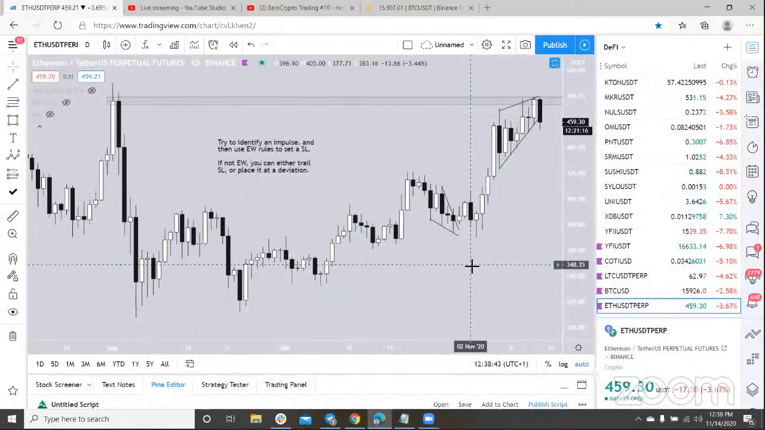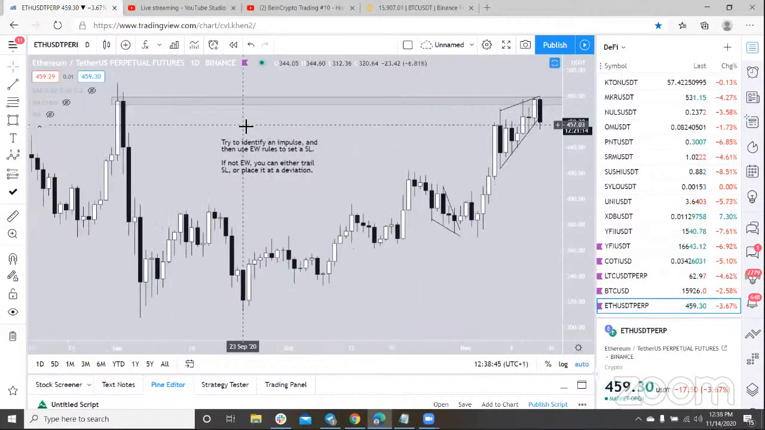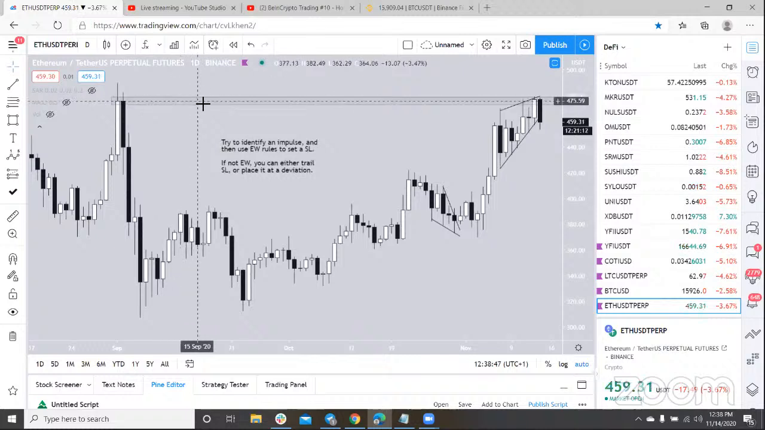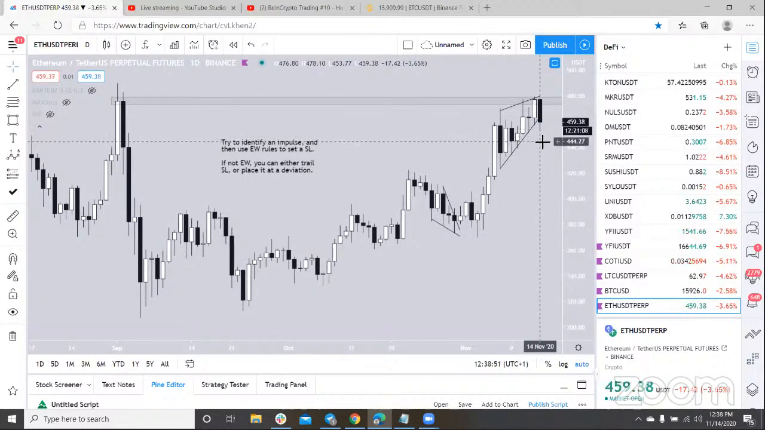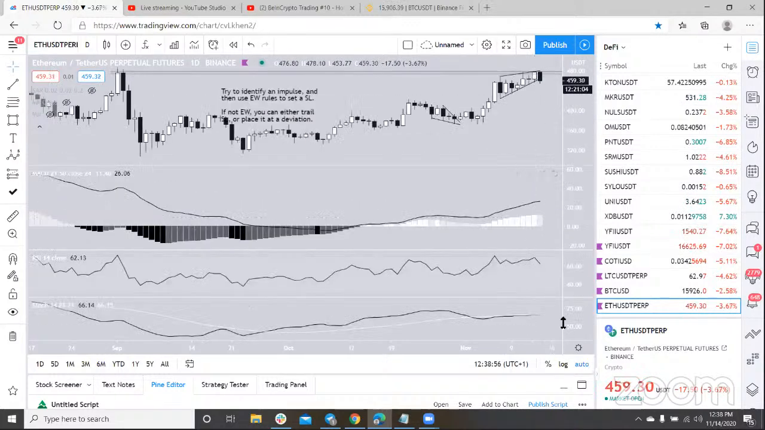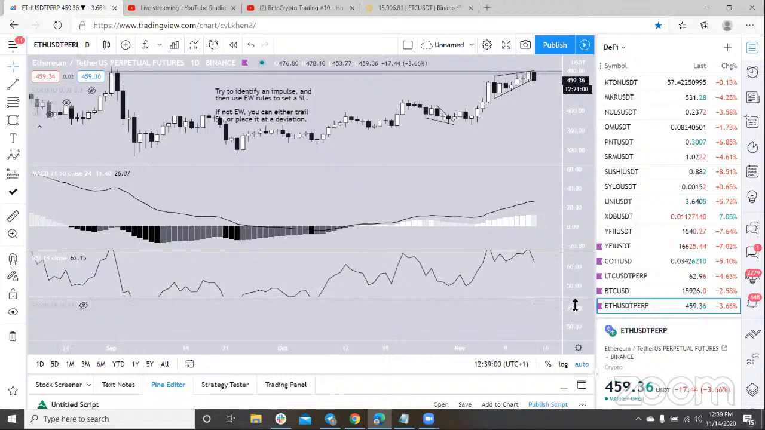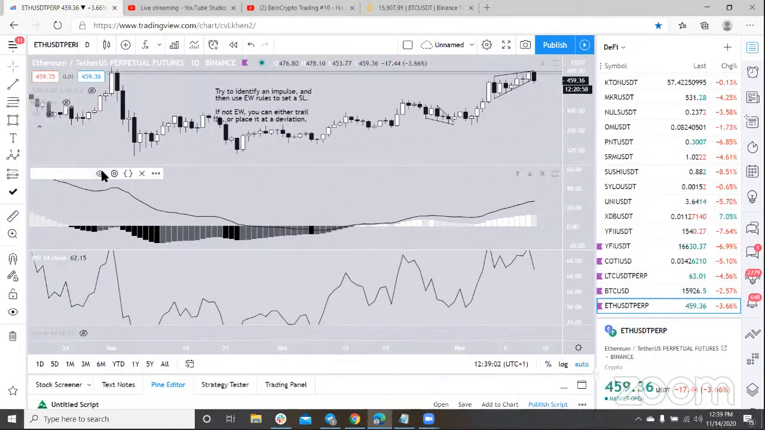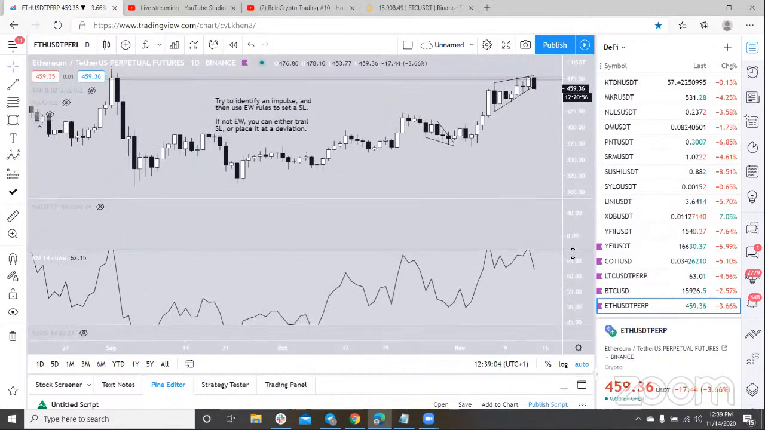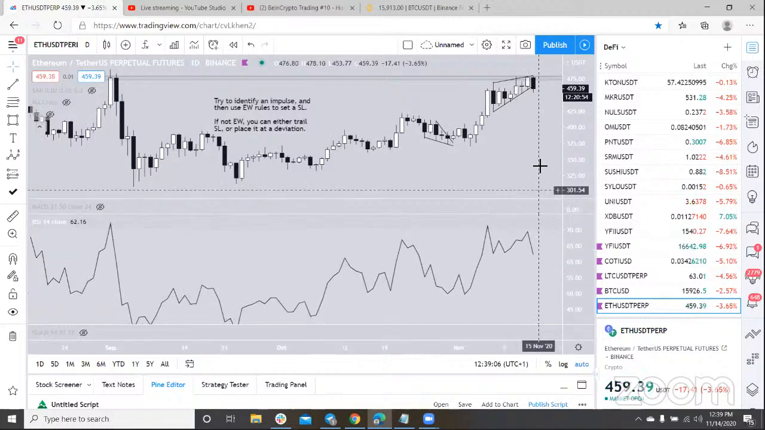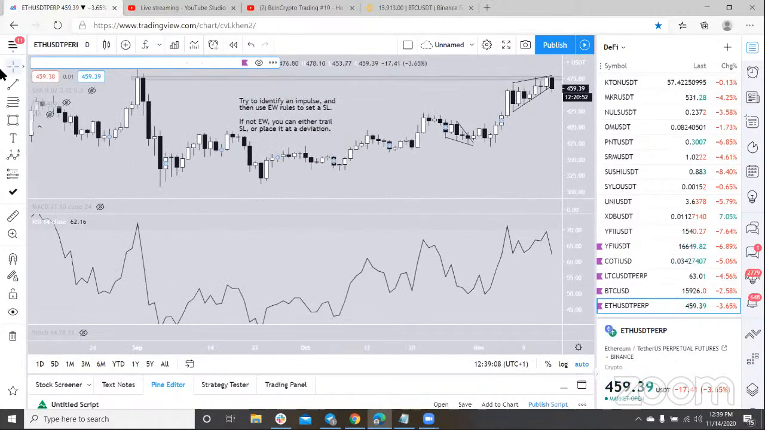Okay, so yeah. Now we have Ethereum, right? And there's a horizontal resistance at 475. We currently have a possible bearish engulfing candlestick. Now let's do indicators. What we have here is a bearish divergence, right? In the RSI.